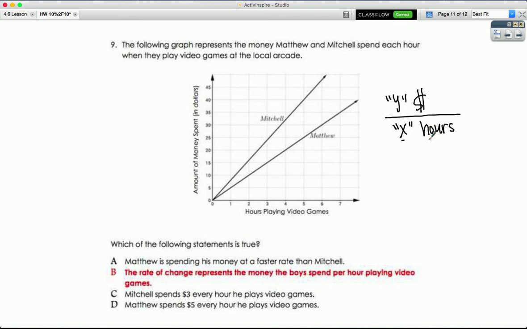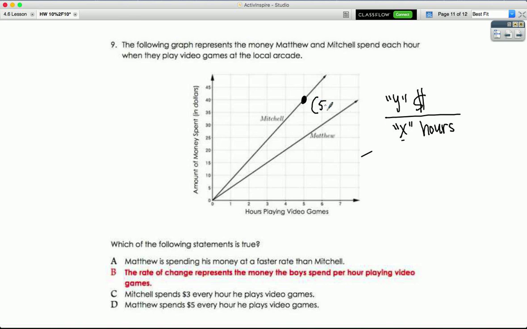So let's look back at A, C, and D and see why those are not true. A says Matthew is spending his money at a faster rate than Mitchell. That would mean that Matthew's line would be steeper, would have a higher slope or higher rate of change, which is clearly not the case. Mitchell spends $3 every hour he plays video games, so if I look at Mitchell's and I look for a good clean point where the line is going through the corner of the boxes, the first one I see is right here at 5, 40.